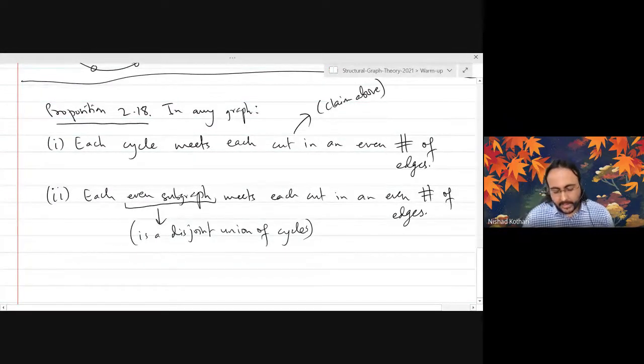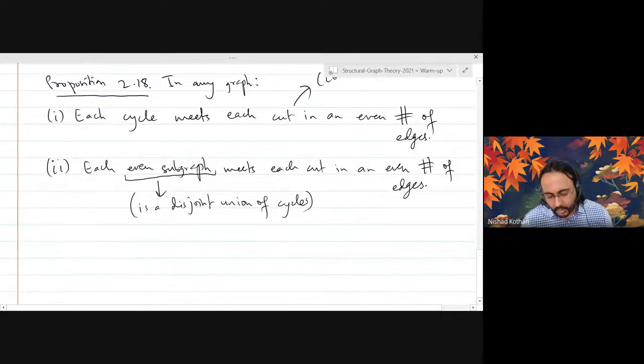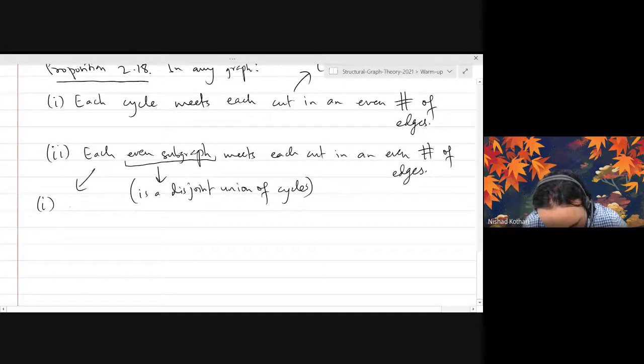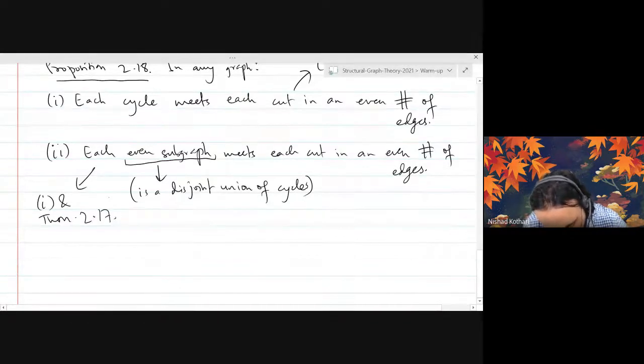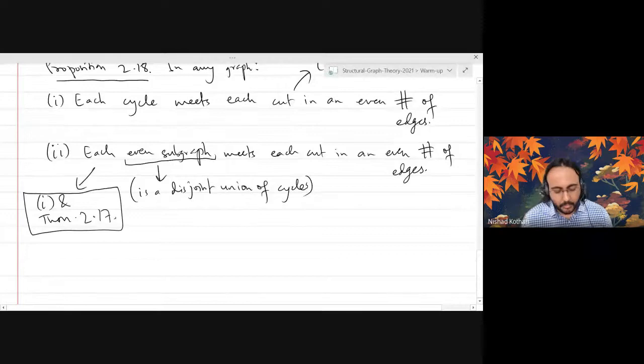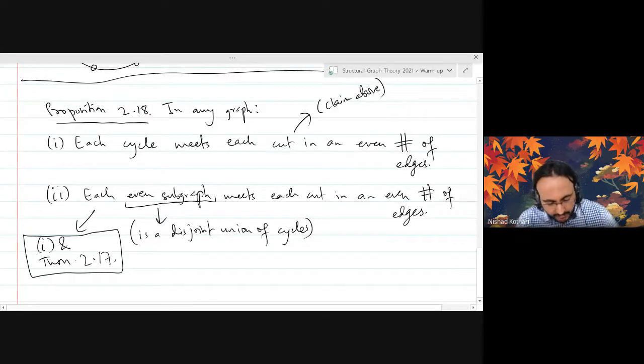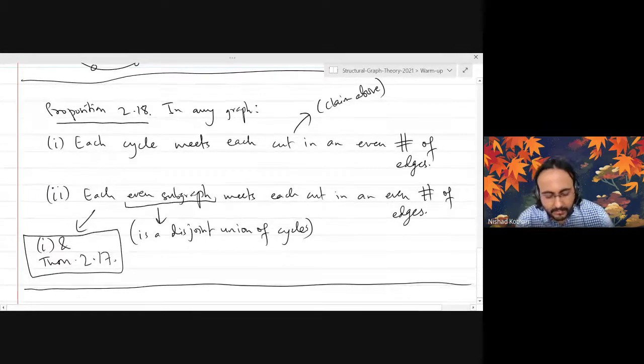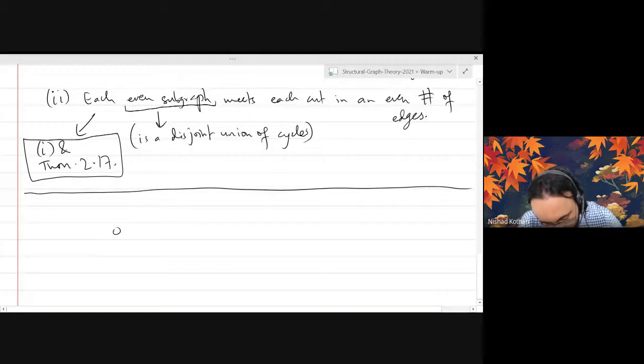Right, we know that any even subgraph is a disjoint union of cycles of the graph. That was theorem 2.17. So if you combine statement 1 and theorem 2.17, then you prove statement 2. That not only is it true for cycles, it's actually true for every even subgraph of the graph. Right? Because an even subgraph is just a disjoint union of cycles.